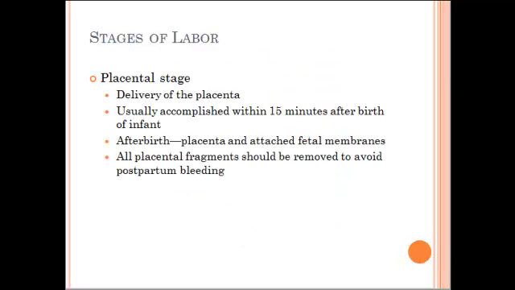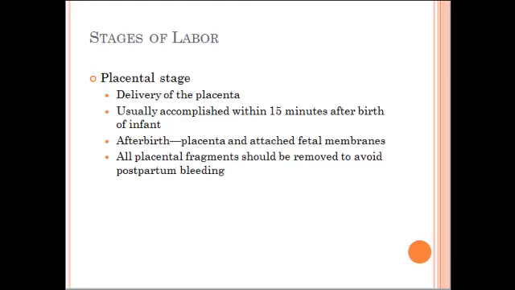And then finally we have the placental stage, and this is where the placenta is delivered after the baby has been delivered. Usually happens about 15 minutes after birth. It happens as the uterus starts contracting, continues to contract to move back to its previous size. It doesn't quite get there immediately, but it's going to continue to contract and shorten. And as this happens, the placenta is going to detach from the uterine wall, and it's going to be delivered as well. And this is called the afterbirth.